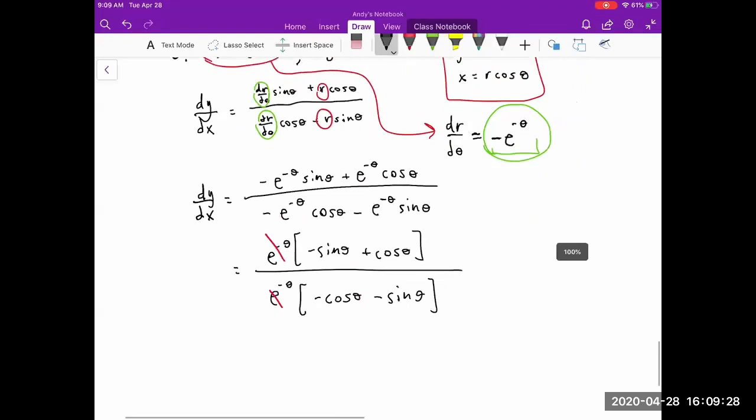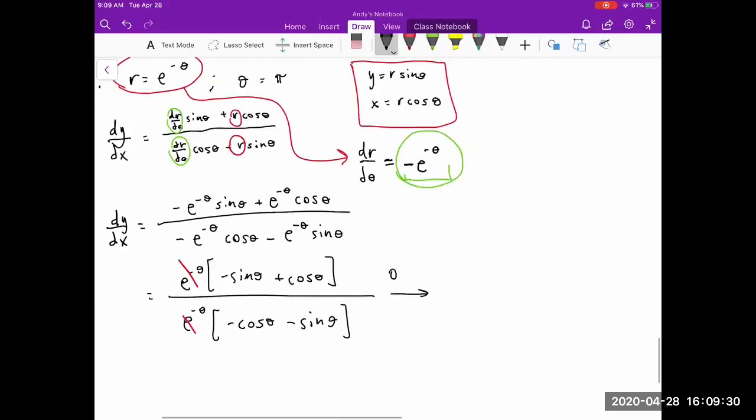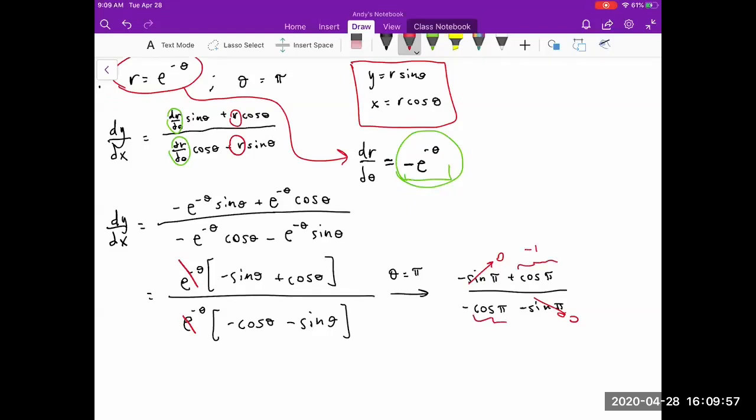And now we can plug in our theta value, which was theta is equal to pi. When theta is equal to pi, we get negative sine of pi plus cosine of pi. Now cosine of pi is negative 1, and sine of pi is 0. In the bottom, we get negative cosine pi minus sine pi. So this is 0, this is 0, this is negative 1, and this is negative 1. So we end up with negative 1 over positive 1 because of the double negative. So our answer is just negative 1.